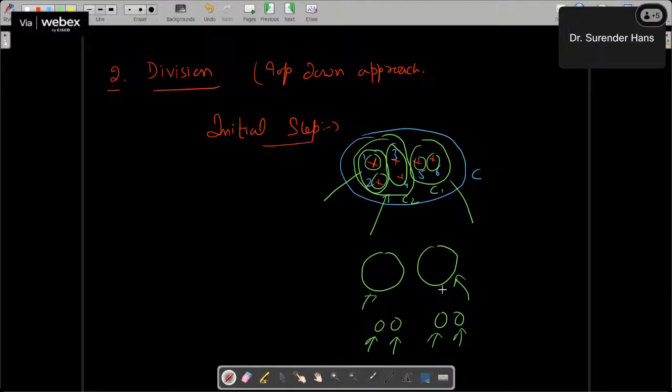So this is less common compared to agglomerative clustering. The reason is that it is computationally more expensive, because we have to apply extra effort in splitting the clusters. So that is the reason that most of the time we use agglomerative hierarchical clustering.